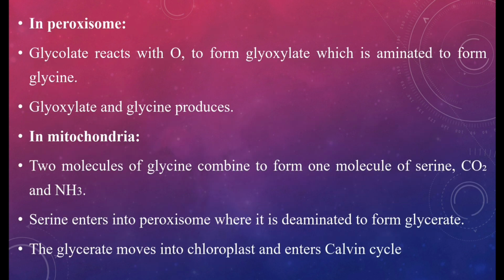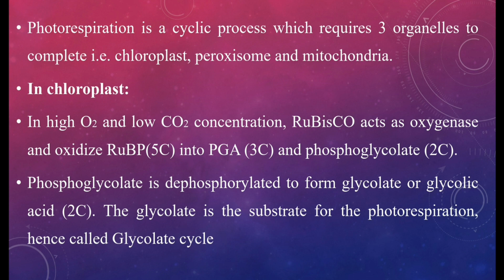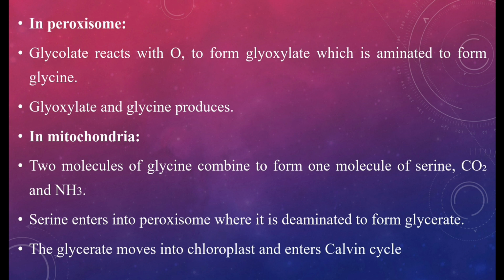Next, in the peroxisome. After the first fixation in chloroplast, the RuBP is oxidized to form phosphoglyceric acid and phosphoglycolate. Then from phosphoglycolate, glycolate is formed. Then in the peroxisome, glycolate reacts with oxygen to form glyoxylate. Then glyoxylate is aminated. That means one amine group is added to glyoxylate to form glycine. So in the peroxisome, glyoxylate and glycine are formed.